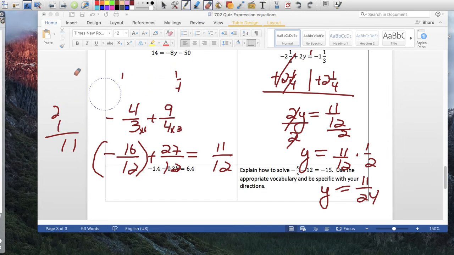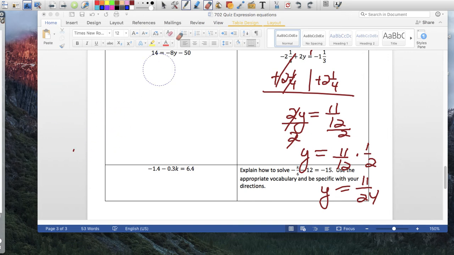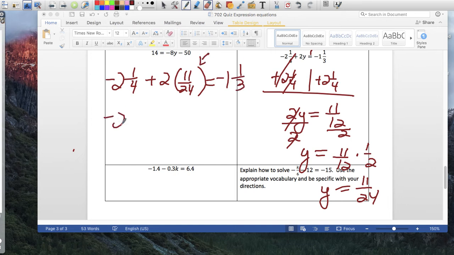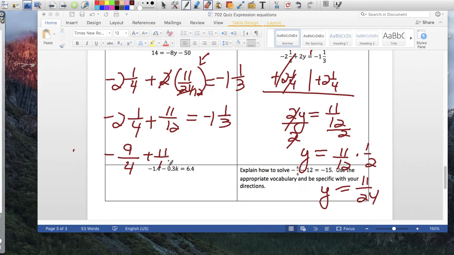Let's see if that checks out. So I have -2 1/4 plus 2 times 11 over 24 equals -1/3. So I already substituted here. -2 1/4 plus, and this we're multiplying, so this becomes a 12, right? And this becomes 1. So that becomes 11 over 12. And let's see if that equals negative 1 and 1/3. This is 4 times 2 is 8, plus 1 is 9. 9 over 4 plus 11 over 12. I want to see if that equals negative 1 and 1/3.